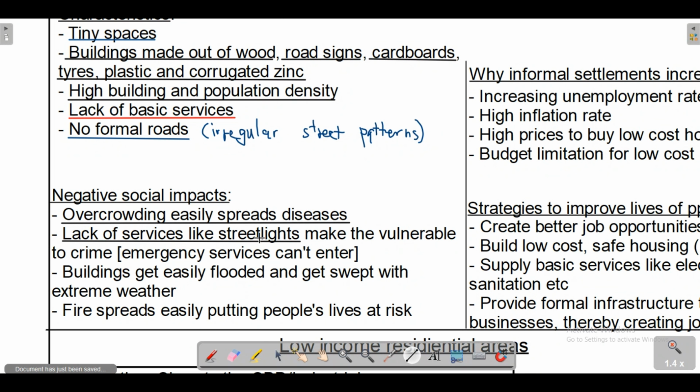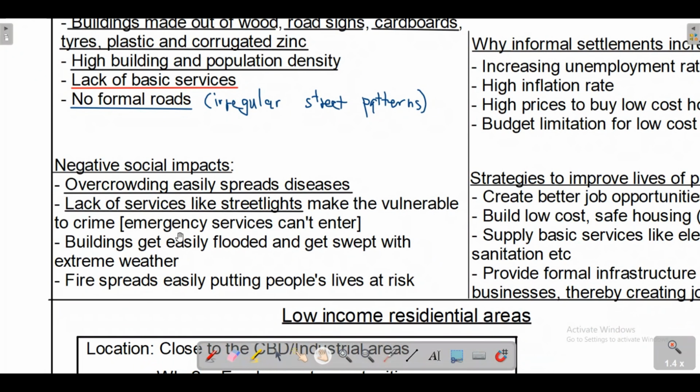And it's also due to this irregular street pattern. It's even hard to find someone if you're chasing someone. Even the police find it hard to get into these areas where a lot of crime occurs. Emergency services cannot even enter. An ambulance would have to park outside or close to the entrance of the informal settlement, because there are tiny spaces and tiny roads, and they cannot navigate through those areas.